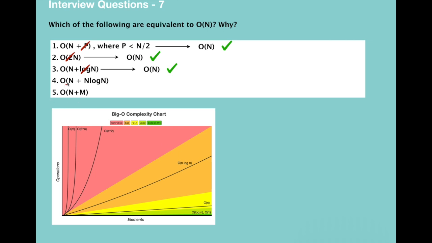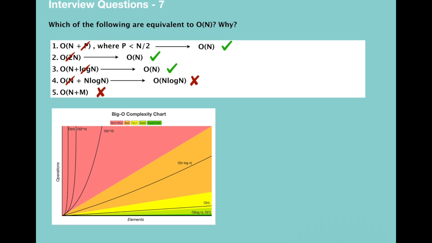If we drop O(n), we see that our complexity will become O(n log n), which is not equivalent to O(n). And the last one is a tricky one. Many people tend to remove n from here and make it O(n). But this is not correct, because there is no established relationship between n and m here. So we need to keep both variables here. So this is not equivalent to O(n).